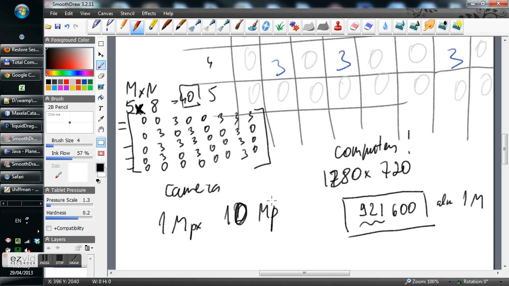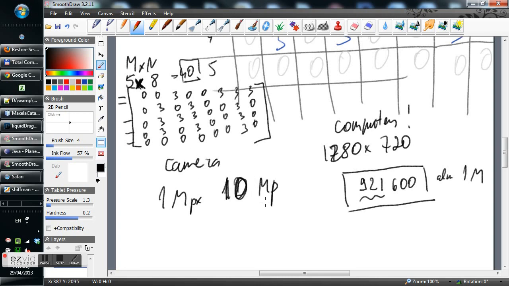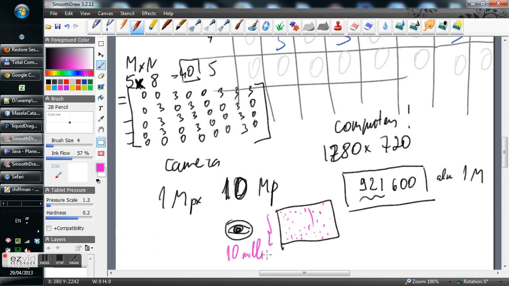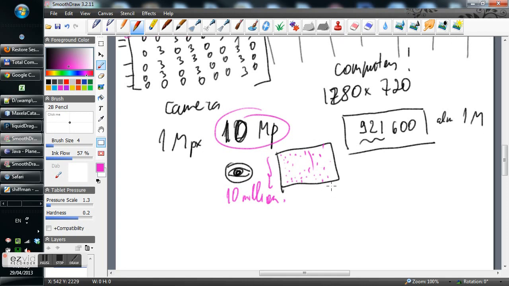Or actually now it's not 1 megapixel. Now it's like 10 megapixels. And 10 megapixels means that this camera, the eye of the camera, has a matrix, sensitive to light, which is just like this, a lot of pixels in rows and columns of pixels, and the total amount of them is 10,000,000. And your camera operates with 10 megapixels, and here on the screen I gave you an example of 5 by 8, 40 pixels.